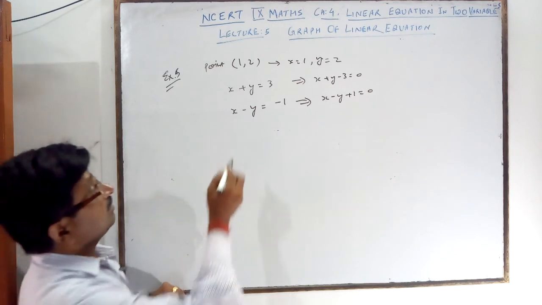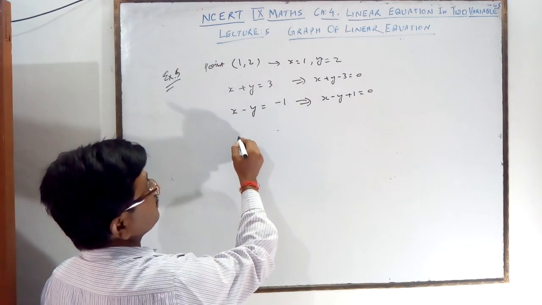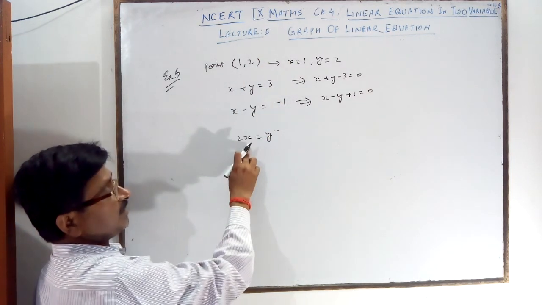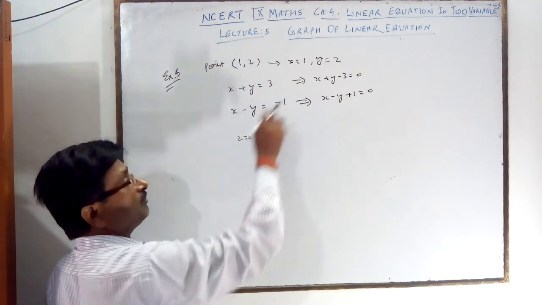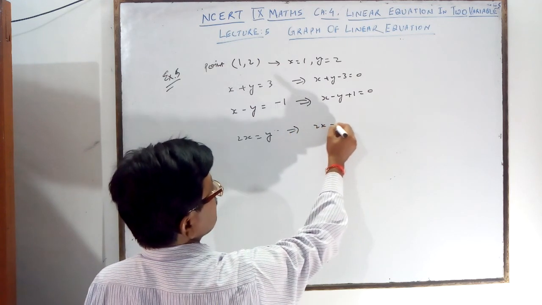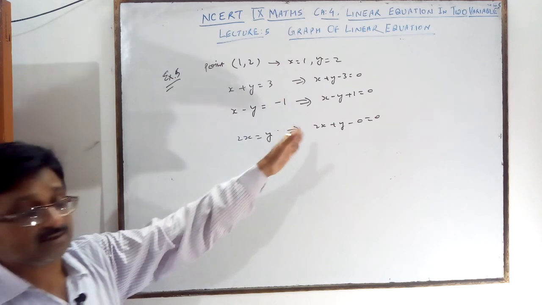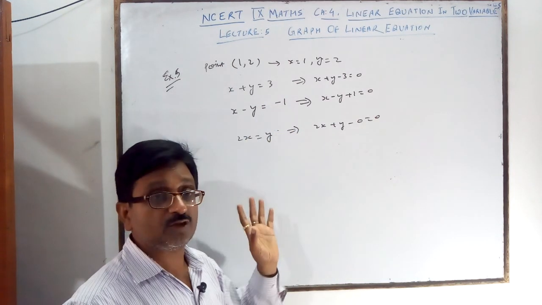Like this, when you write y is twice of x, that is 2x is equal to y. According to this, 2 into 1 is equal to 2. x is 1, so 2 times 1 is 2; y is 2, 2 equal to 2. So this you can write as 2x minus y is equal to 0, the standard equation form. So it is a very important point.